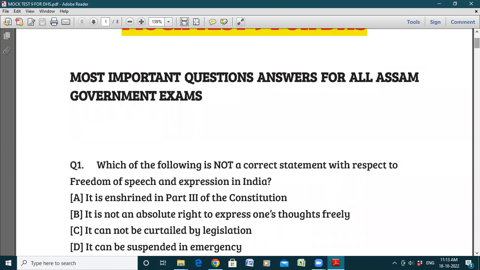First question is, which of the following is not a correct statement with respect to freedom of speech and expression in India? First option, it is enshrined in part 3 of the Constitution. Second, it is not an absolute right to express one's thought freely. Option C, it cannot be curtailed by legislation. And option D, it can be suspended in emergency.